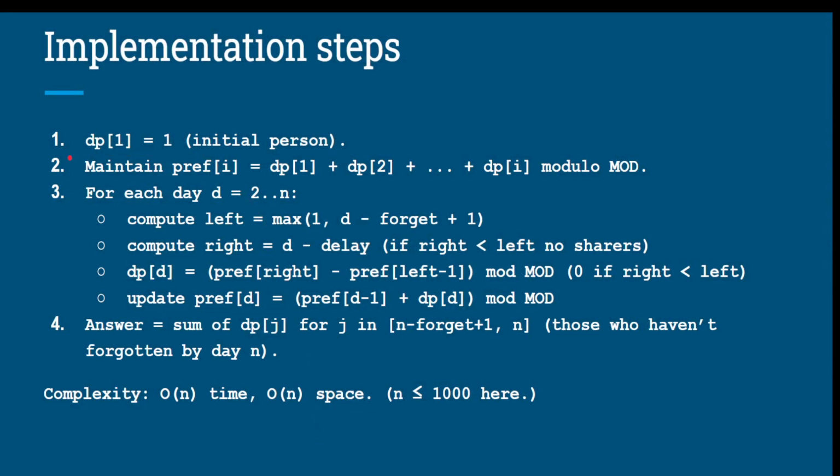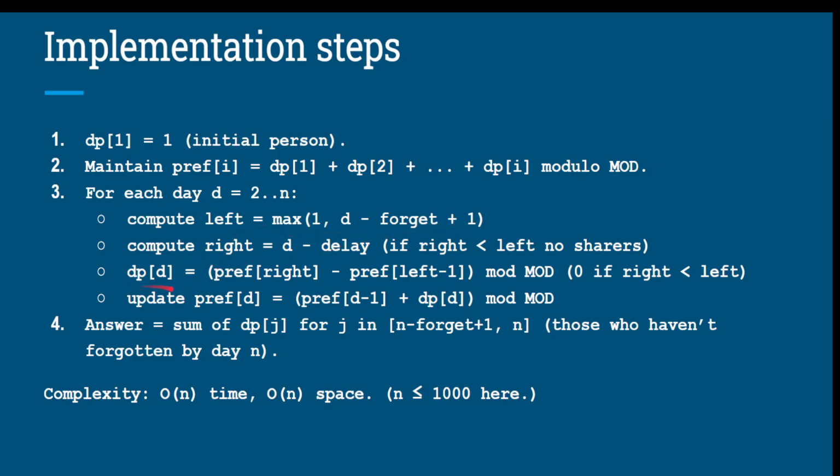So from the implementation perspective, very first you will initialize these two things, dp and prefix, right? Then we will compute for all the days, starting from 2 to n, and then we'll find the left and right, you know what you need to do.